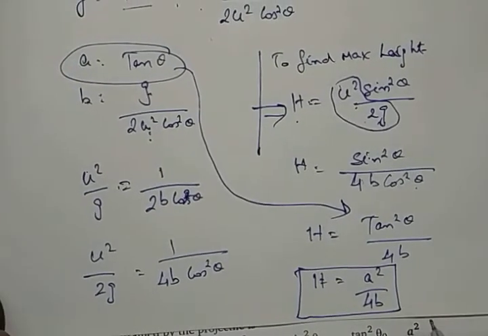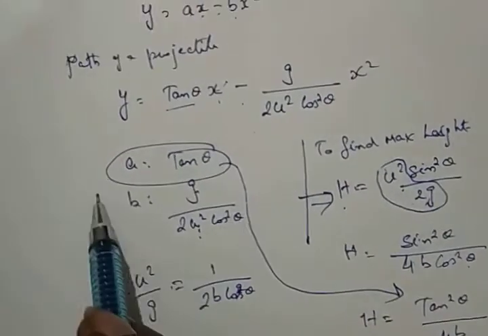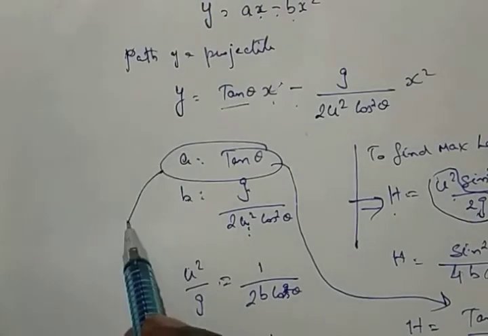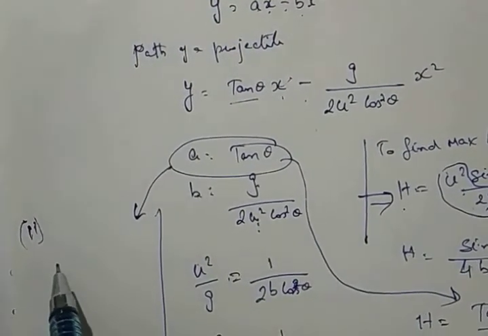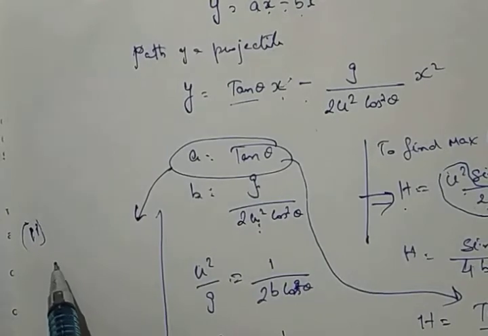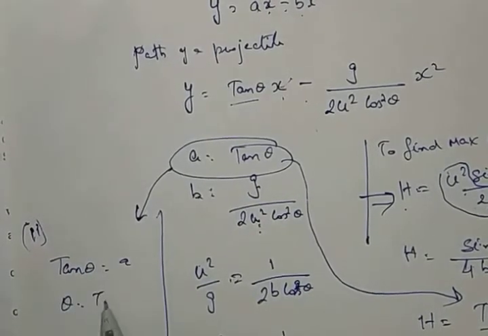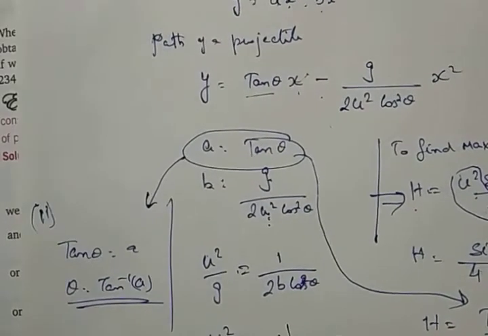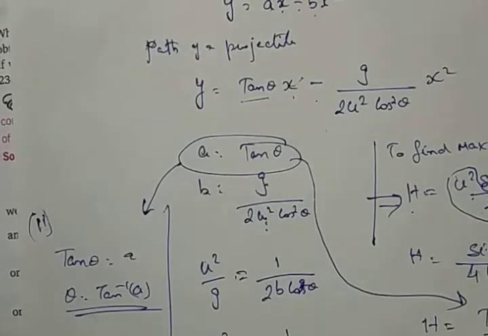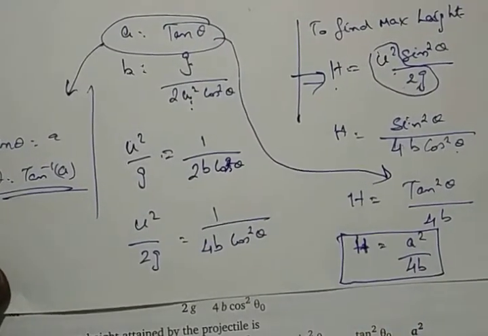Now you are asked to find out the angle of projection here. So what is the angle of projection? Here itself you can find out what is the angle of projection. From here itself you can bring it. This is the second part of the question, which says tan theta is going to be equal to a, so theta is equal to tan inverse of a. This will be the value of angle of projection. And this is the expression for the maximum height.